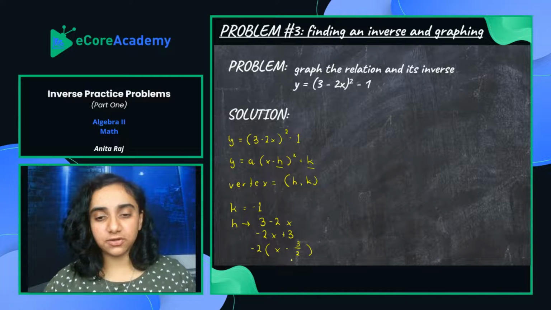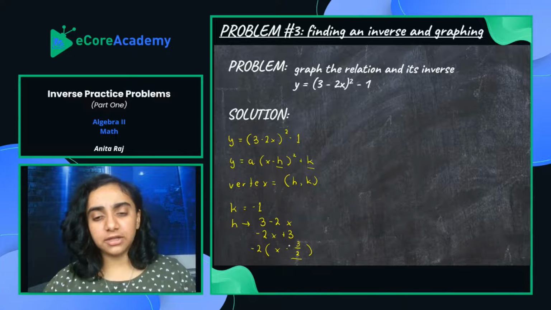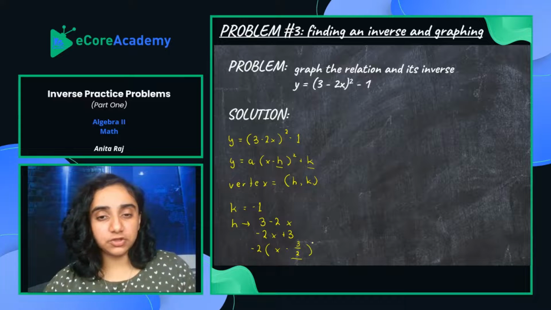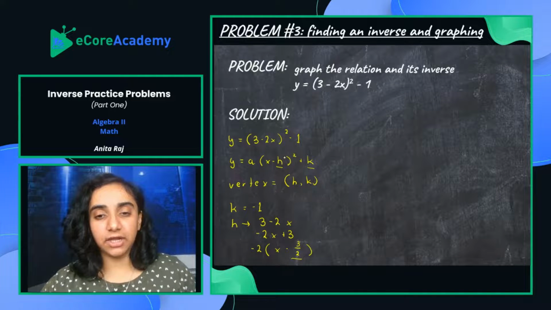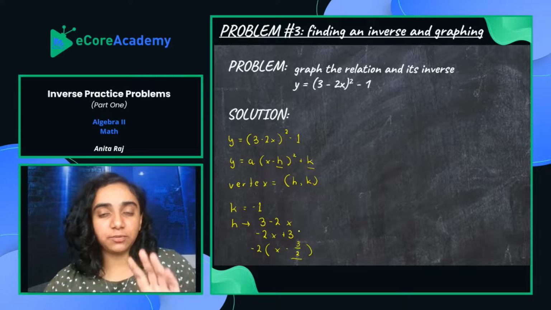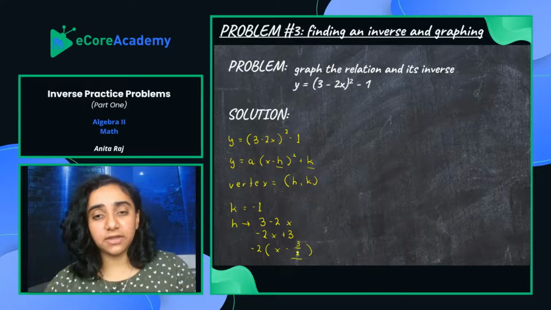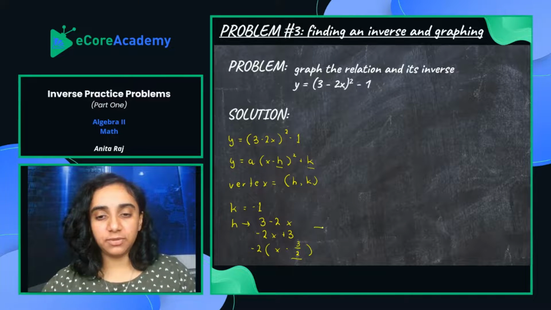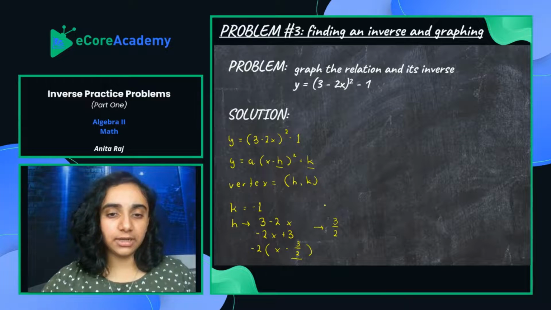So now we're going to focus on this -3 over 2. As you can see, it's minus 3 over 2. But in this case, we also have a negative h. So to find what h actually is, we're going to multiply whatever is in the set of parentheses by -1, or find the opposite. So in this case, h is going to be equal to 3 over 2. So our vertex is (3 over 2, -1).